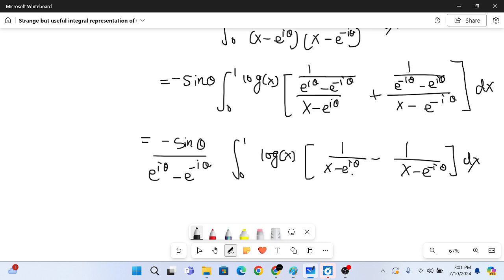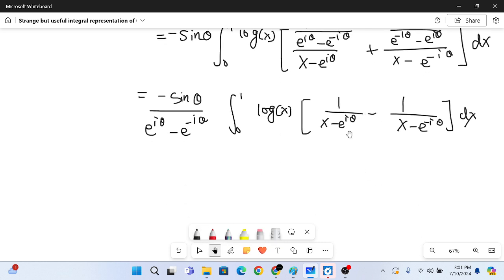Okay, now to simplify this, I can actually change this to a geometric series. Let me do that. Minus sine theta, and I guess you know that this is also 2i sine theta. Yes, this is 2i sine theta. Integral from 0 to 1 and then log x.